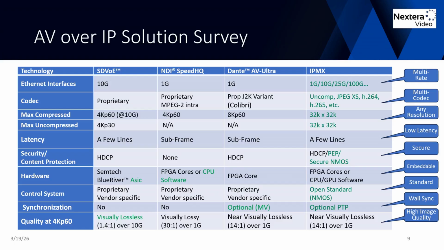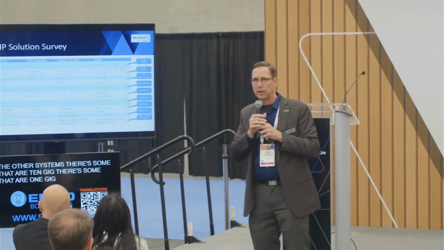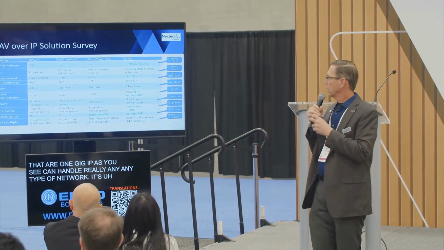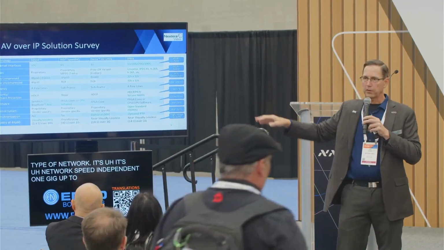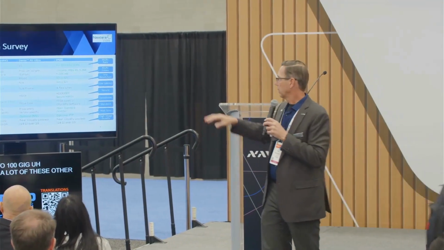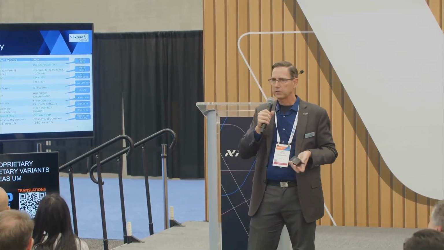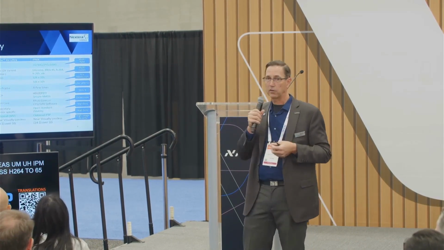Looking at some of these other solutions that I talked about in a little bit more detail, I won't go through this whole chart because it's a bit of an eye chart, but if you look at things like the kind of Ethernet interfaces that are available in the other systems, there's some that are 10 gig, there's some that are 1 gig. IPMX, as you see, can handle really any type of network. It's network speed independent, 1 gig up to 100 gig. The codecs: a lot of these other ones are using proprietary codecs or proprietary variants, whereas IPMX uses JPEG XS, H.264, H.265, industry validated codecs that will be here forever, that aren't tied to a particular vendor.